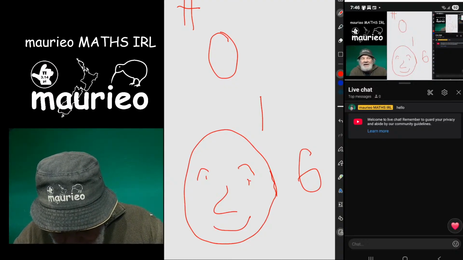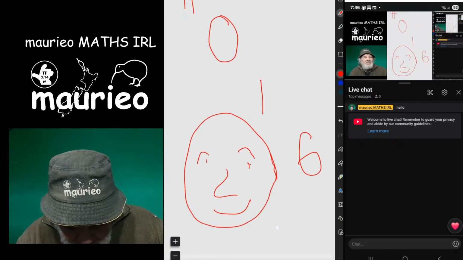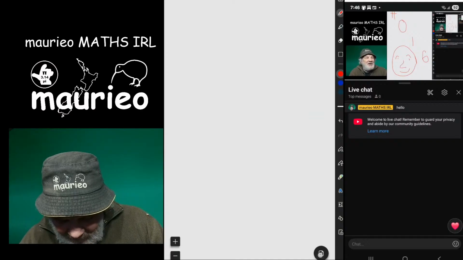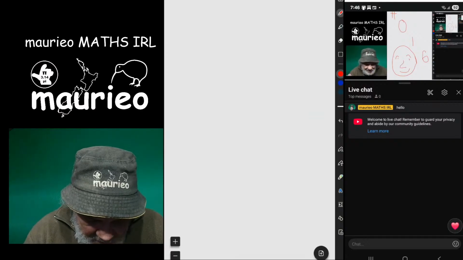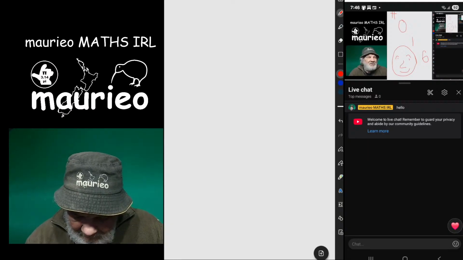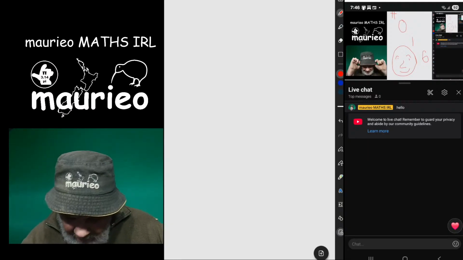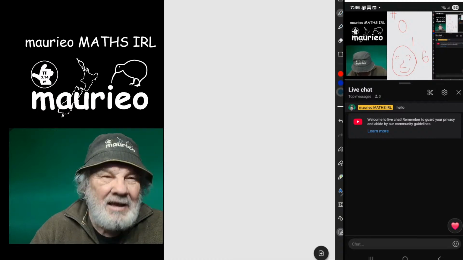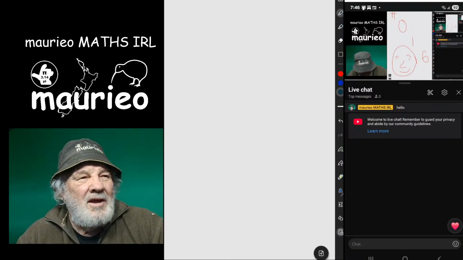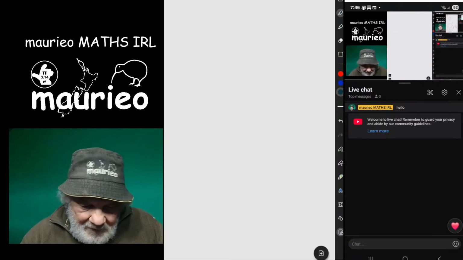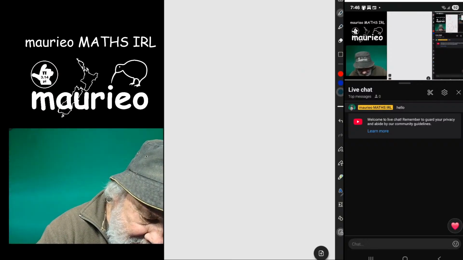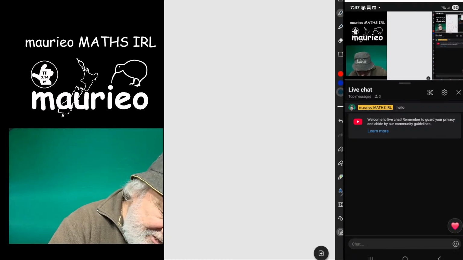I thought tonight that I would just have a little look at expanding and factorizing. So let's just have a quick look at factors.